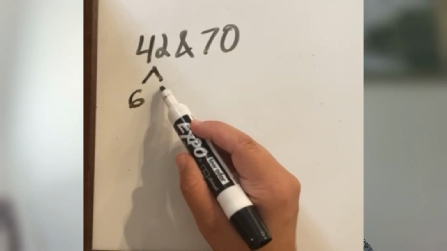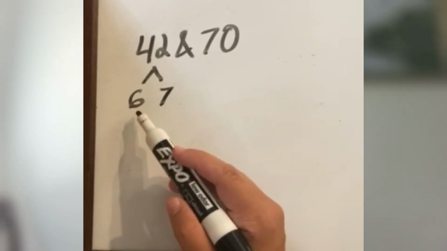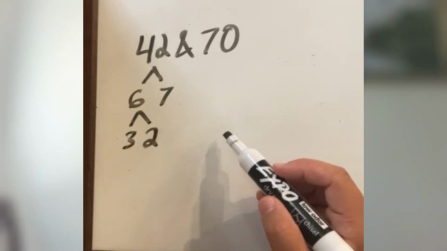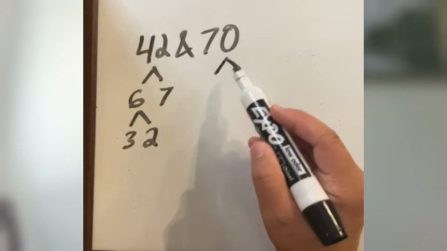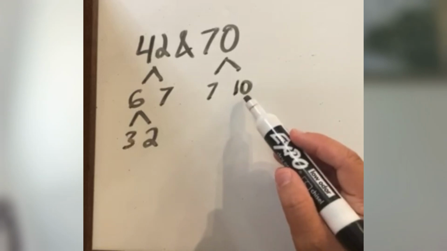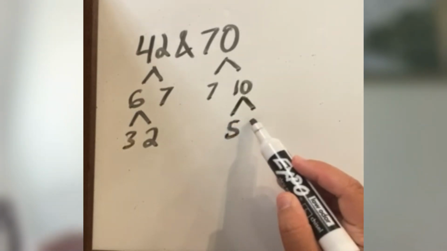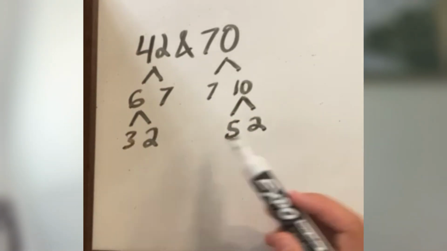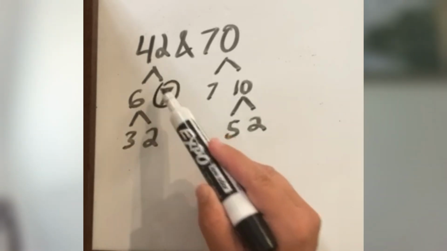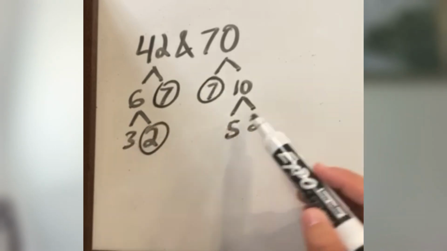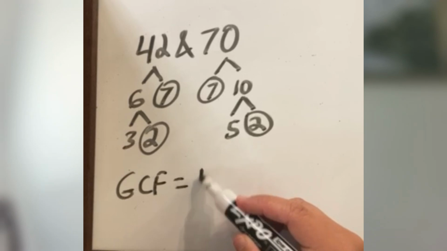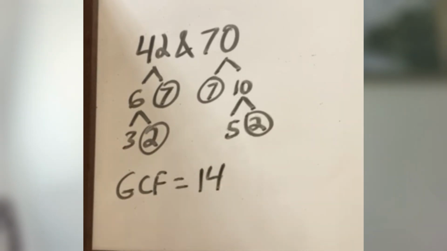42, we're breaking it down using prime factorization. 6 and 7. 6 we can break down further into 3 and 2. And how about 70? 70 we can break down into 7 and 10. Then we can further break down 10 into 5 and 2. So what common factors do we have between our two trees? Well, we have 7 and 2. We see that in both of our trees. Multiply those together, and we get a GCF of 14.